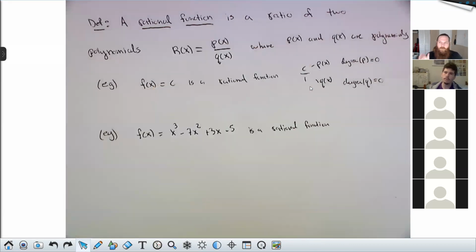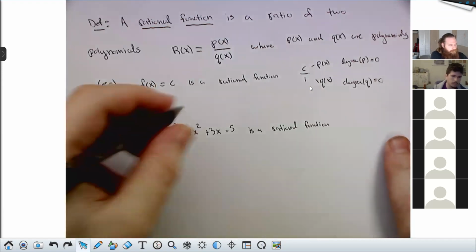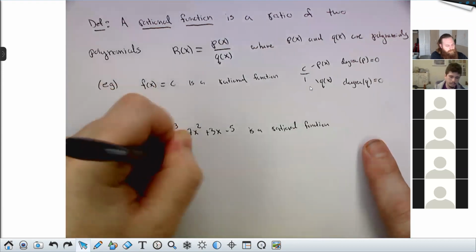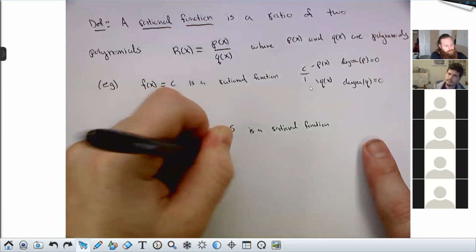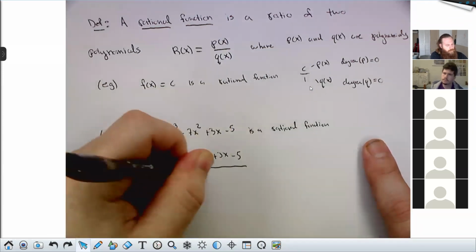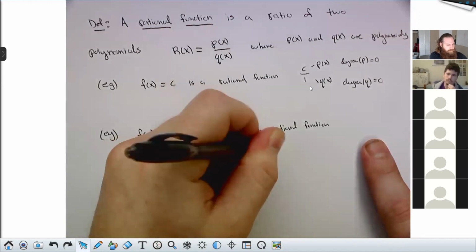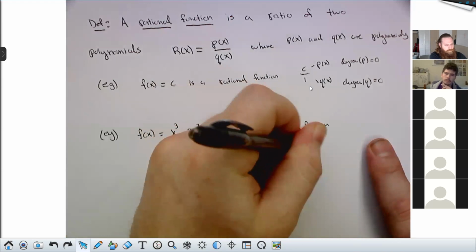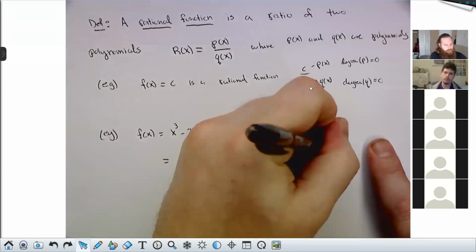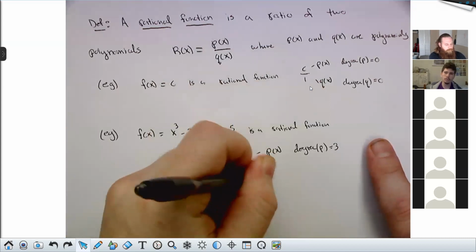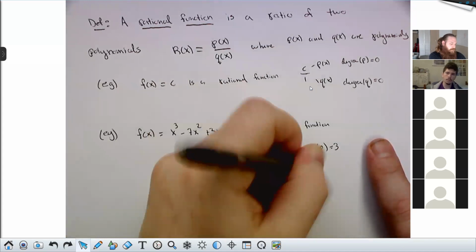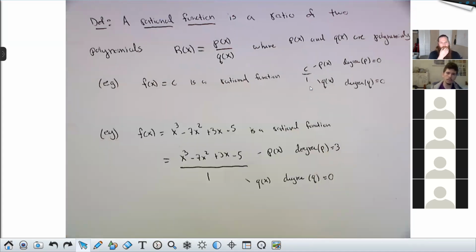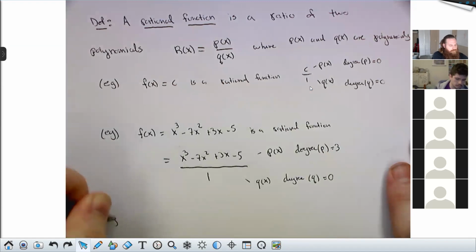The way to think about it, guys, polynomials are the function version of whole numbers. Rational functions are the function version of rational numbers. So here, I think of this as x cubed minus 7x squared plus 3x minus 5 over 1. P of x is the numerator. The degree of P of x is 3. Q of x is the denominator. The degree of Q, the degree of a constant function, is 0. And then the more obvious examples are the more obvious examples.